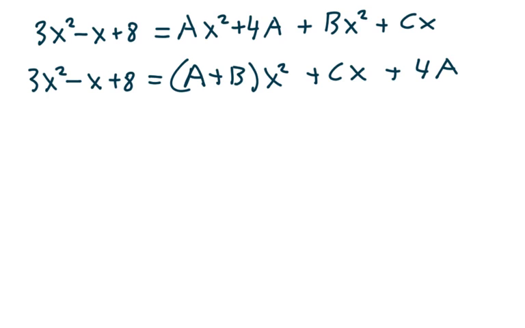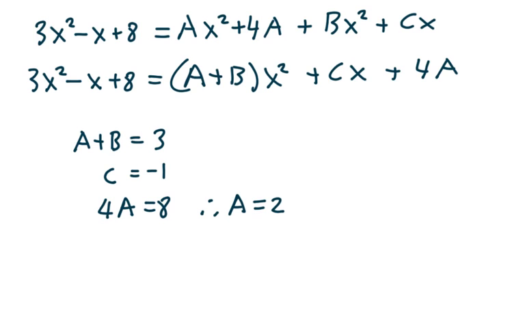So notice we have an equation for x squared, for x, and for the constants. Now, that says a plus b is forced to be 3. C is forced to be -1, and 4a is 8. But if 4a equals 8, what that says is a is 2. So notice I just took the constant on the left side and the constant on the right side and matched them. Now, if a is 2, we know b is 1. And I'm set.